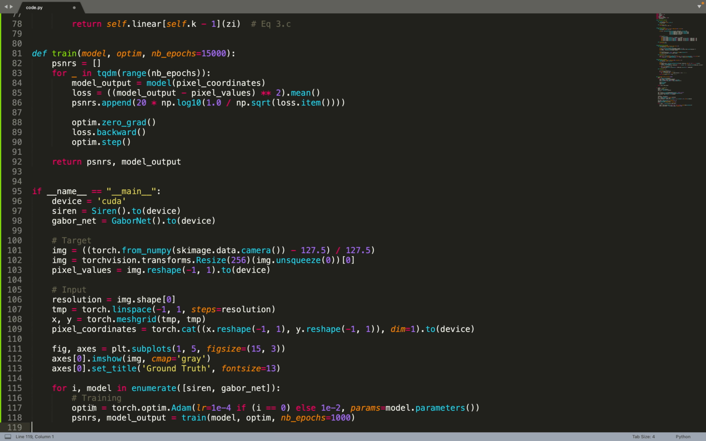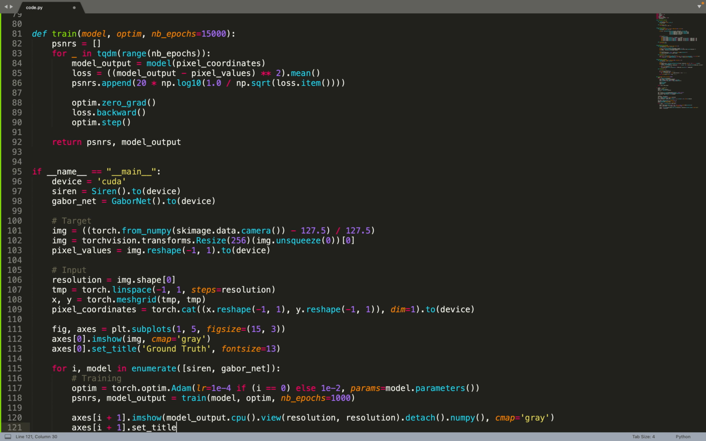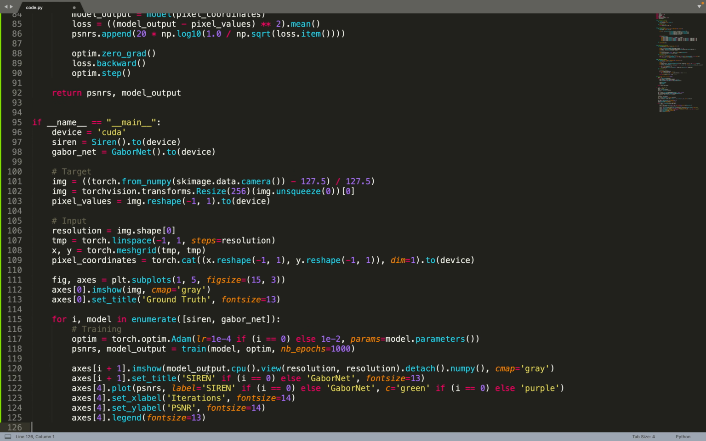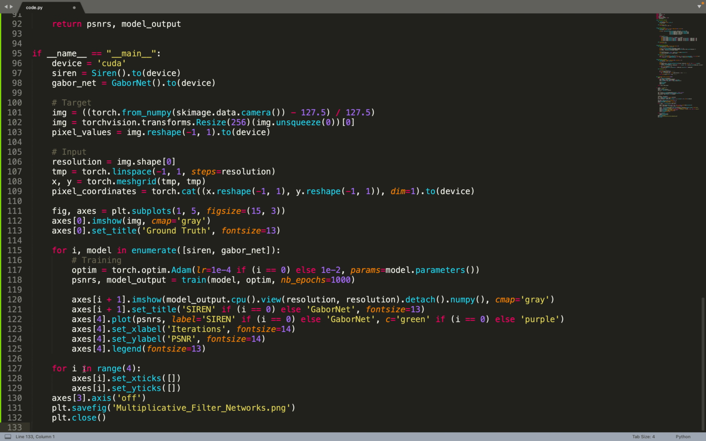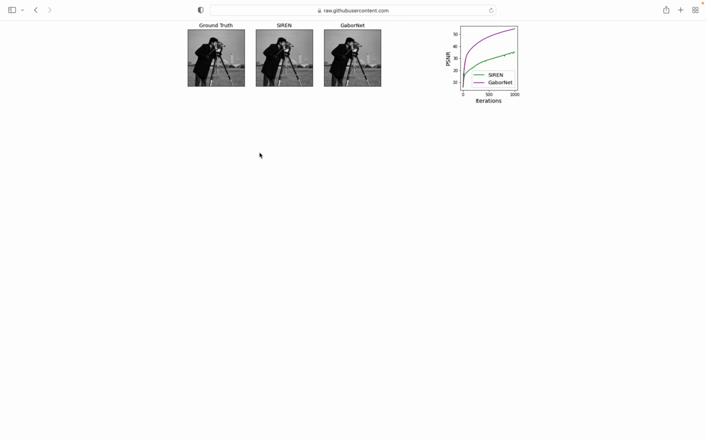We can create an optimizer. You see that the learning rate depends on the algorithm. So for SIREN, we'll use 1e-4, and for Gabor networks, we'll use 1e-2. And then we can call the training function to train the model, and we can show the results. So the image that is modeled by the model, and we can also plot the PSNR. Then we just improve the figure by removing the ticks, removing the axis, and saving the figure. Okay, if you run this code, you should get this figure or something that is similar to it.